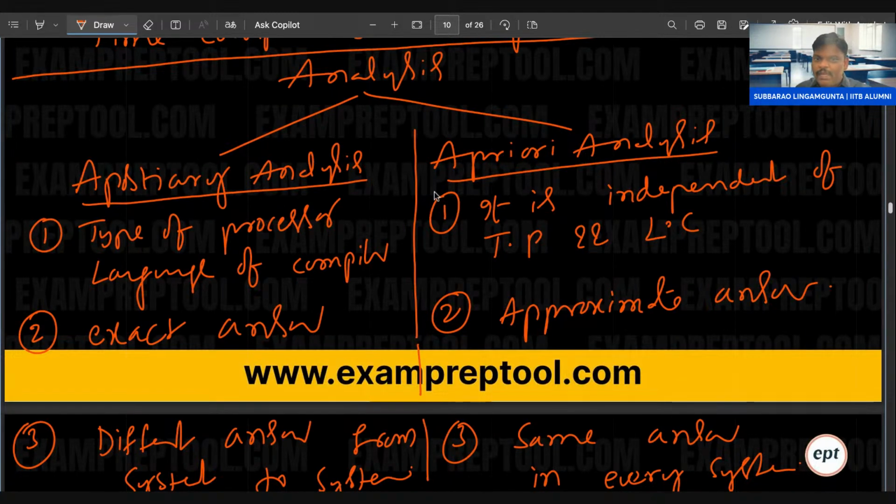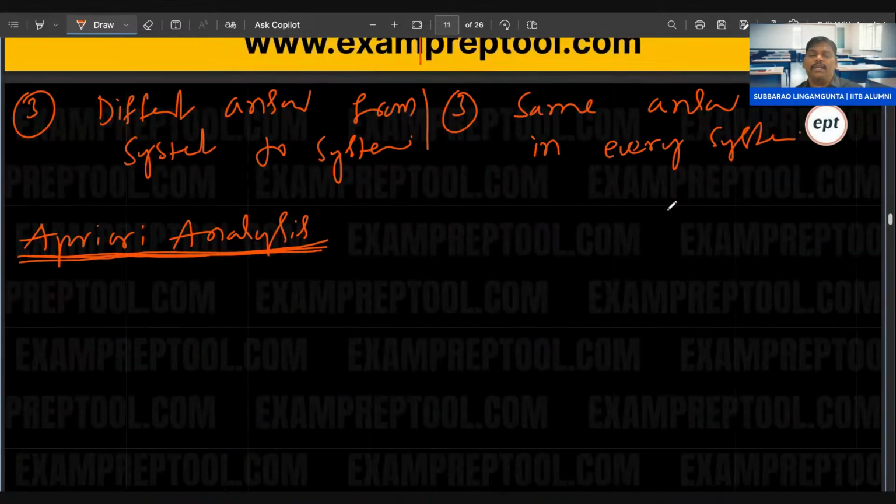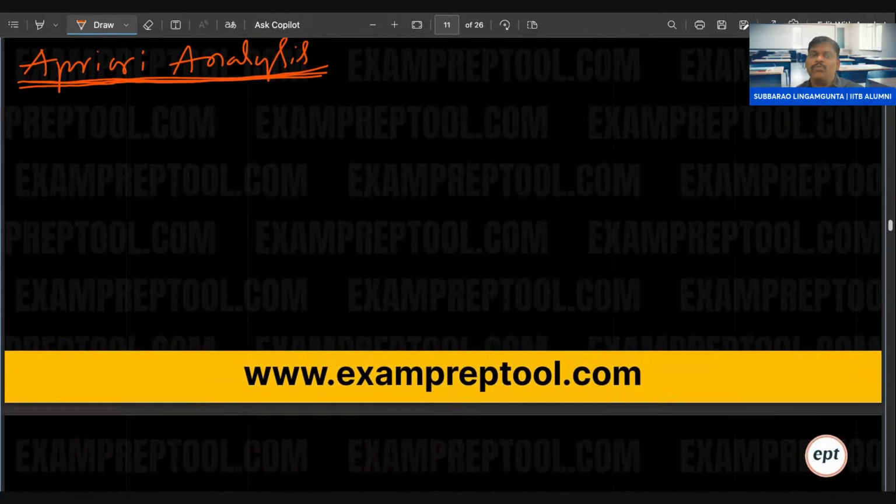So posterior analysis and priori analysis: priori analysis is independent analysis, and posterior analysis is going to be dependent analysis. Now, from here onwards, be careful. Priori analysis means it is independent, how? It is independent how?